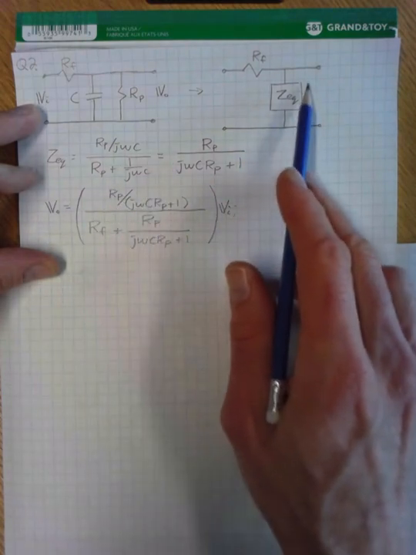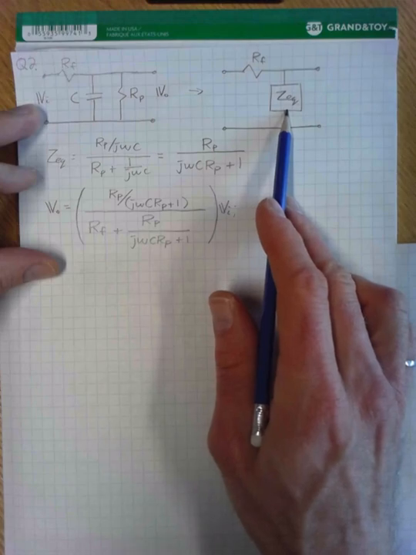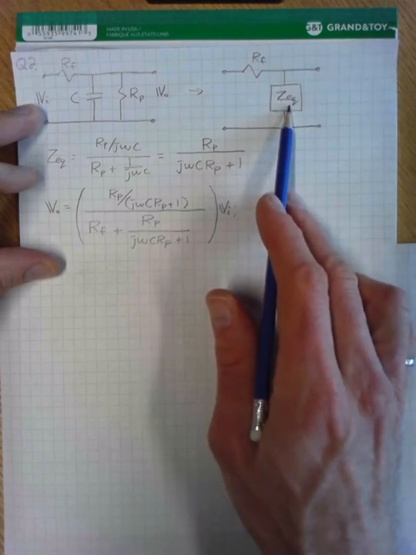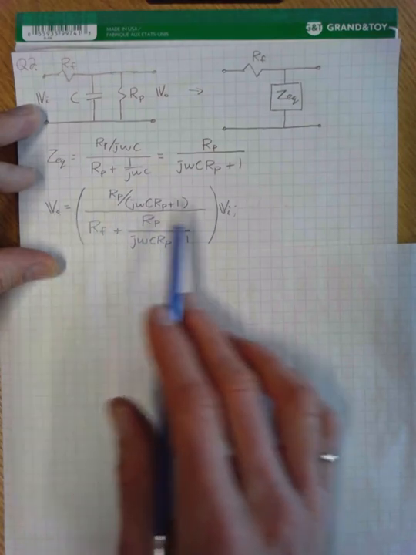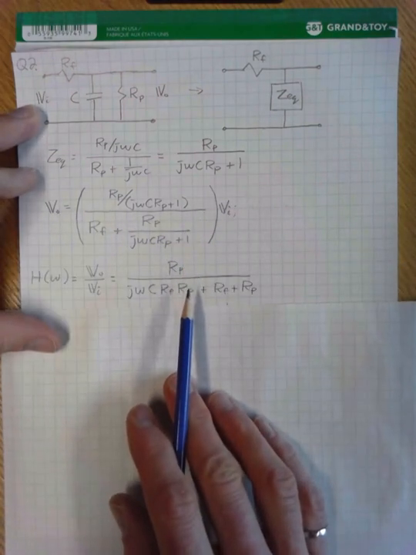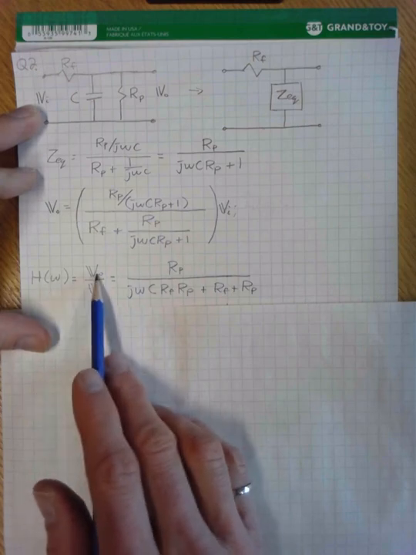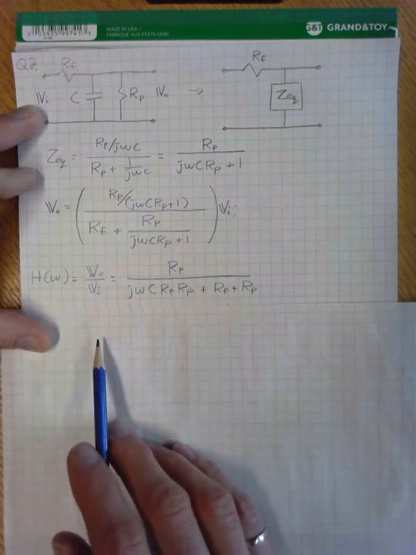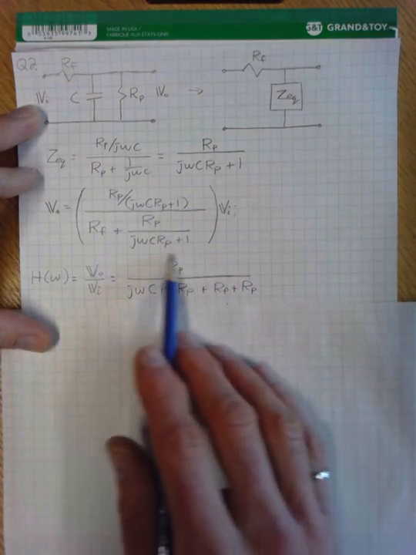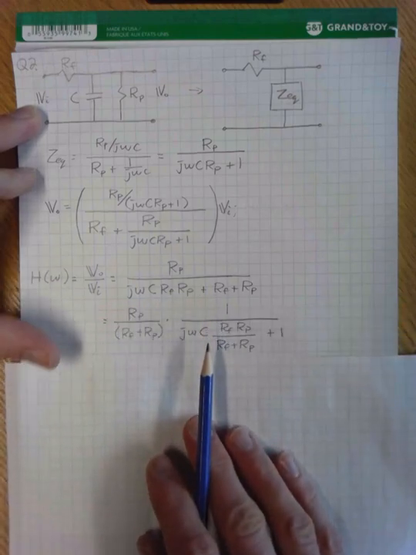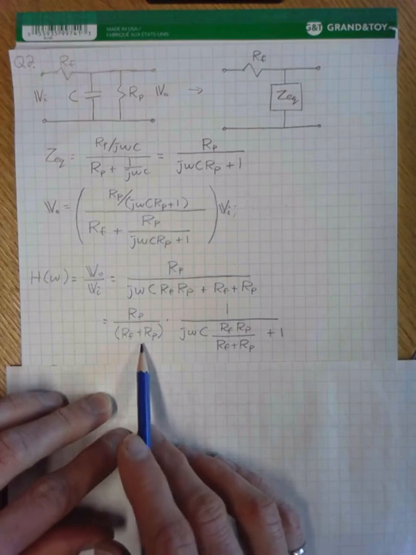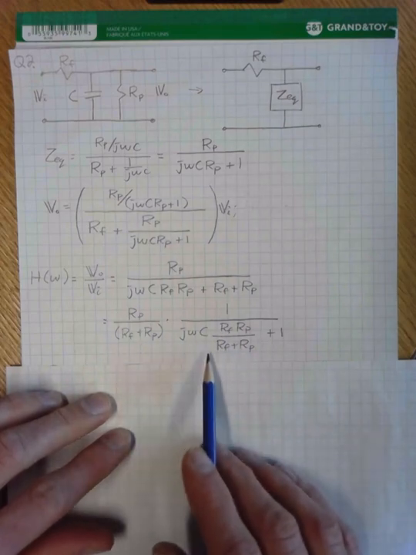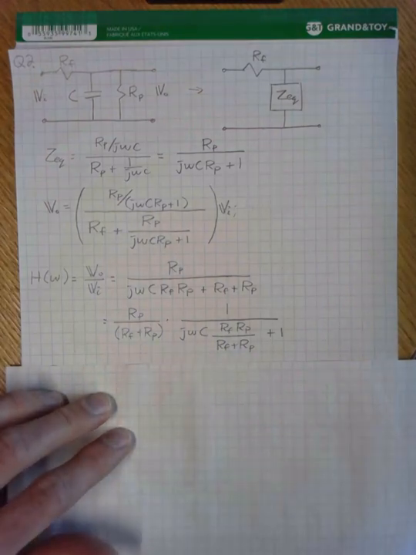Then once we have Z, or the equivalent impedance, we just use the voltage divider equation to determine the output voltage as a function of the input voltage. Then we take the transfer function as the ratio of the output and input voltage, and if we simplify things a little bit, we can put the equation in the standard Bode plot form.